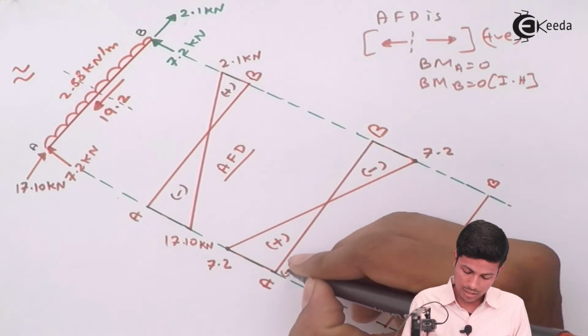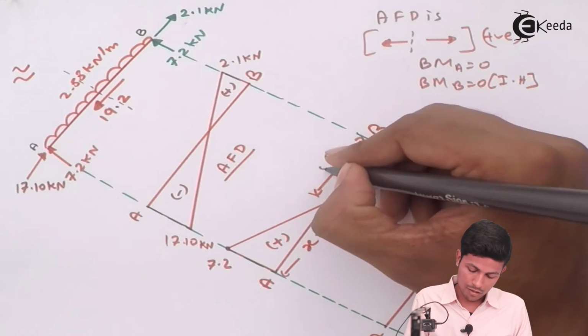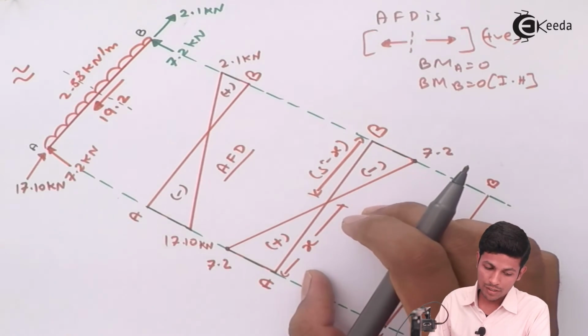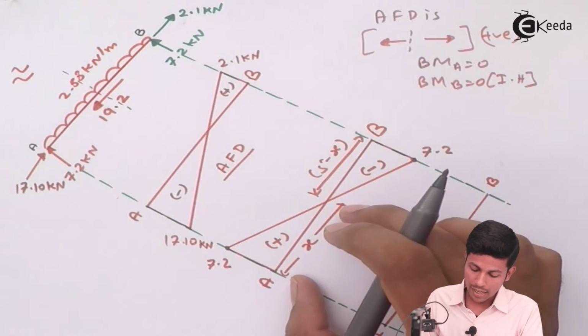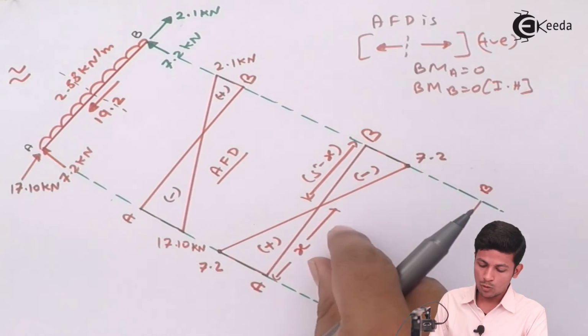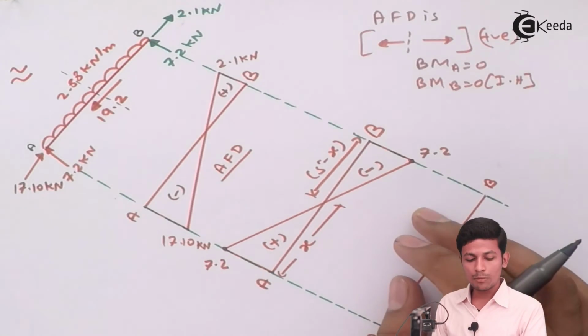We know this distance is x and this distance will be 5 minus x. Now we have to find this value x by similar triangles. As this is 7.2, this also 7.2, this will come 2.5, this also come 2.5 because of symmetry, or you can find it by similar triangles.